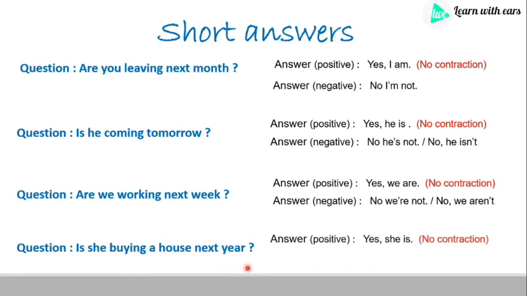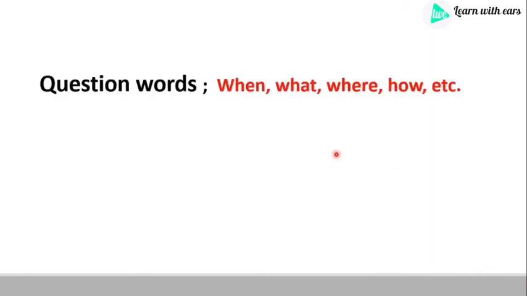Next, is she buying a house next year? Positive answer is, yes, she is. And the negative answer, no, she's not. Or, no, she isn't. Okay? We can also use question words when, what, where, how, etc. for asking questions.